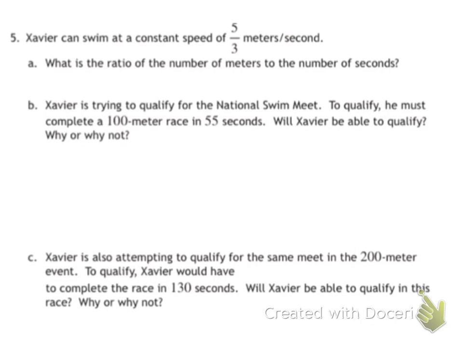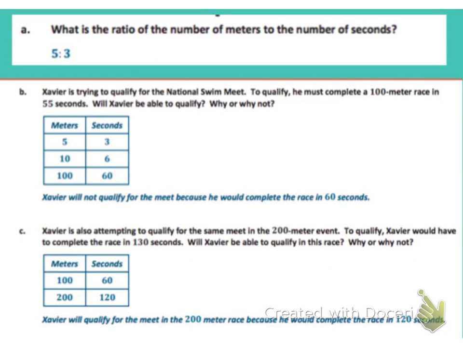So here's number 5. Read it on your own. Annotate it. You choose the method you want to answer: double number line, tape diagram, or a table. Pause the video, and when you're finished, you can play it. After you come back, I'm going to display the answer, right? So they chose to do it with a table, but any method that you use will work.